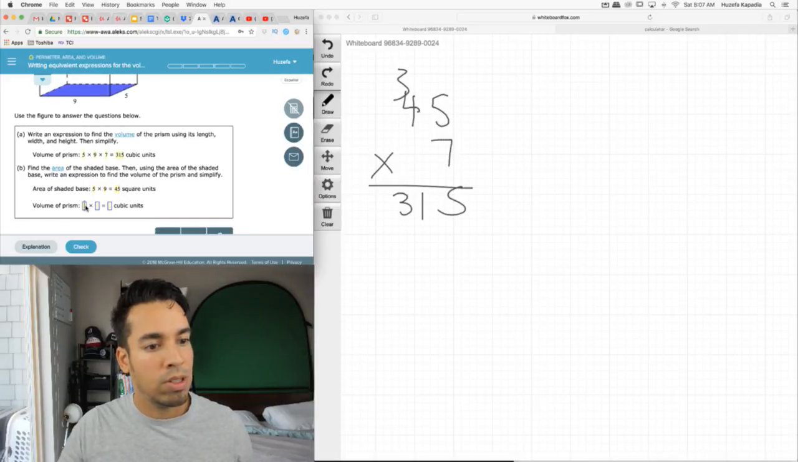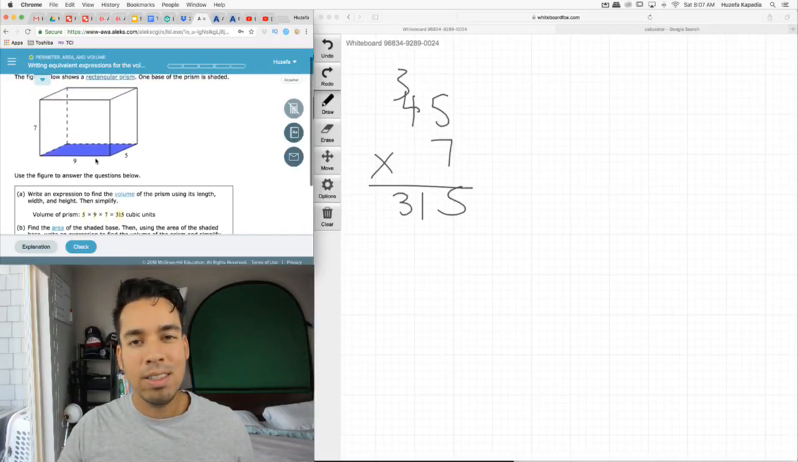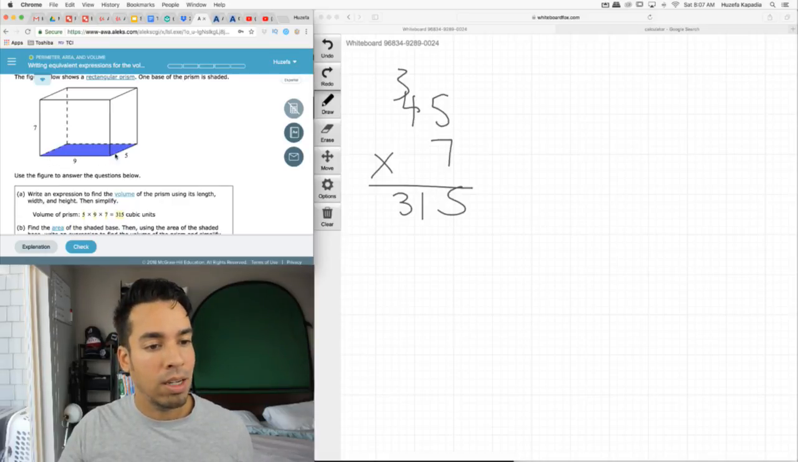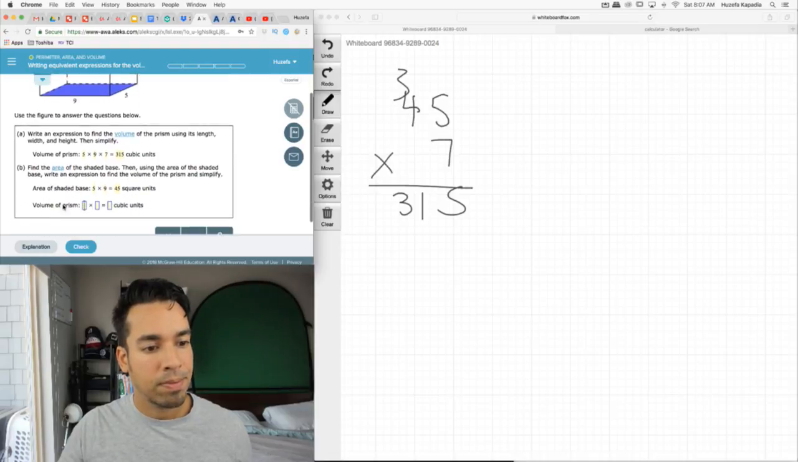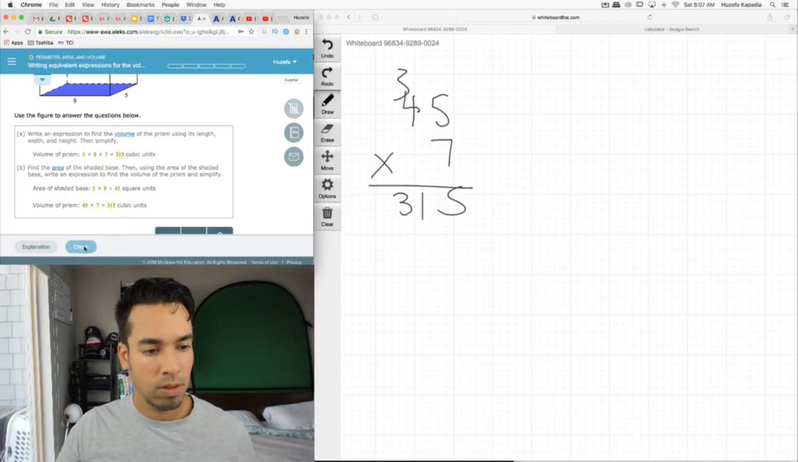And the volume of the prism, now what they're showing you is for a prism like this, you take the area, this is for really any prism, you take the base area, which in this case is 45, and you multiply it by the height, and you end up with the same answer that we get on top. And that's it.